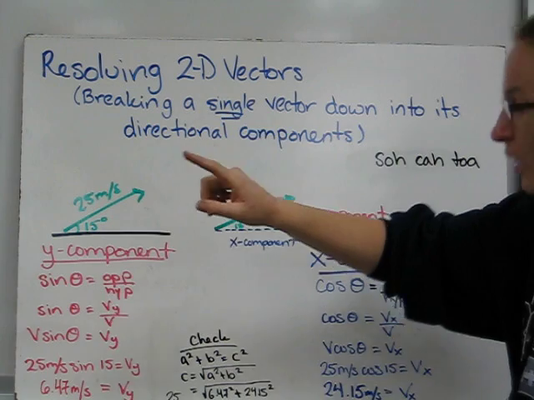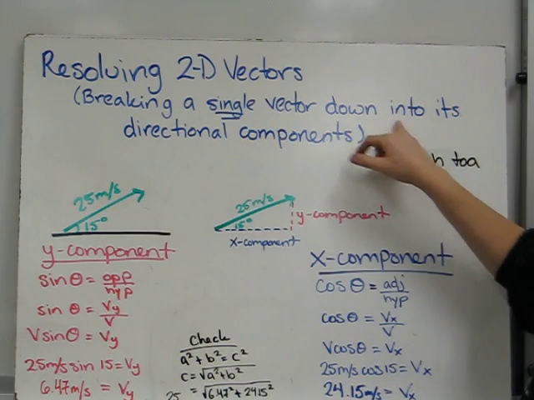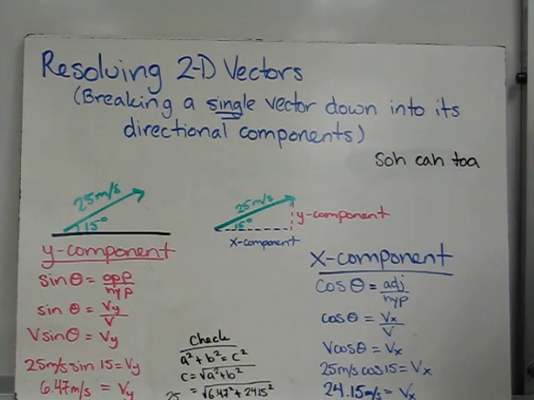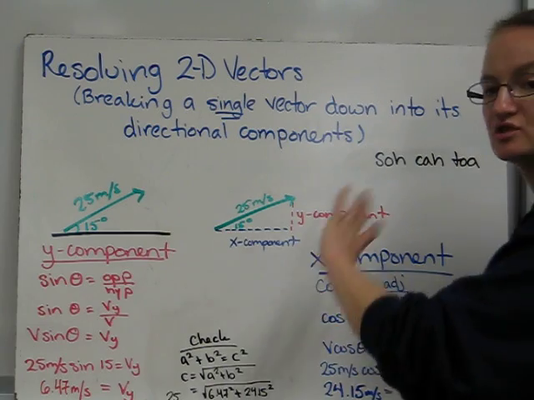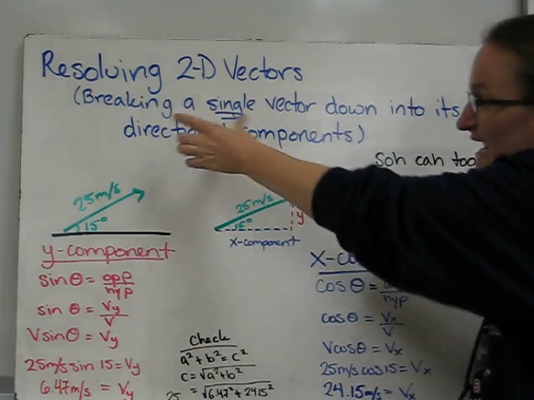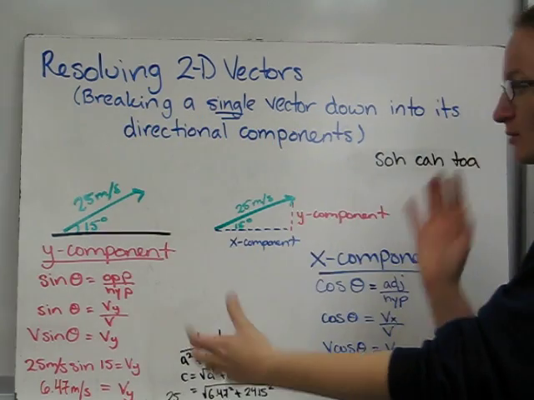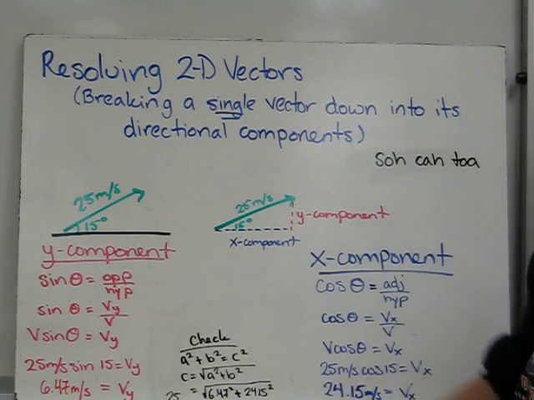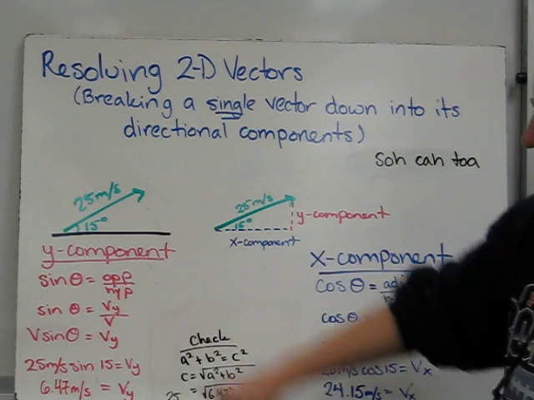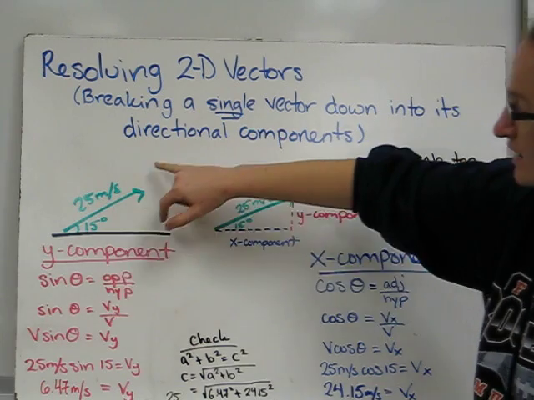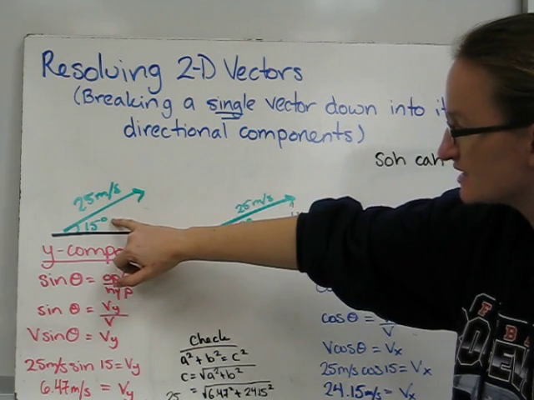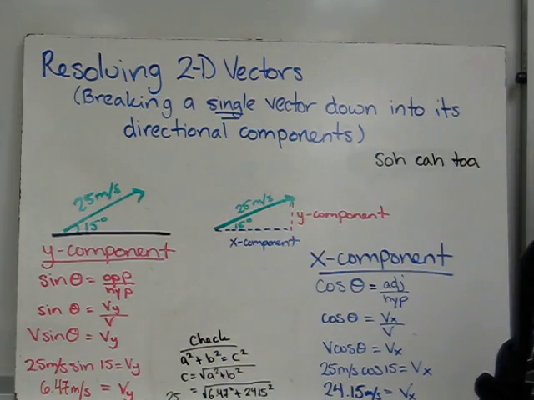known as breaking a single vector. Remember, this is one quantity. We're breaking a single vector down into its directional components. We're not using this triangle to solve for anything. We're simply taking one thing and breaking it apart into its two different parts. So let's start with a velocity vector, and this velocity vector is moving upwards at an angle of 15 degrees at 25 meters per second.